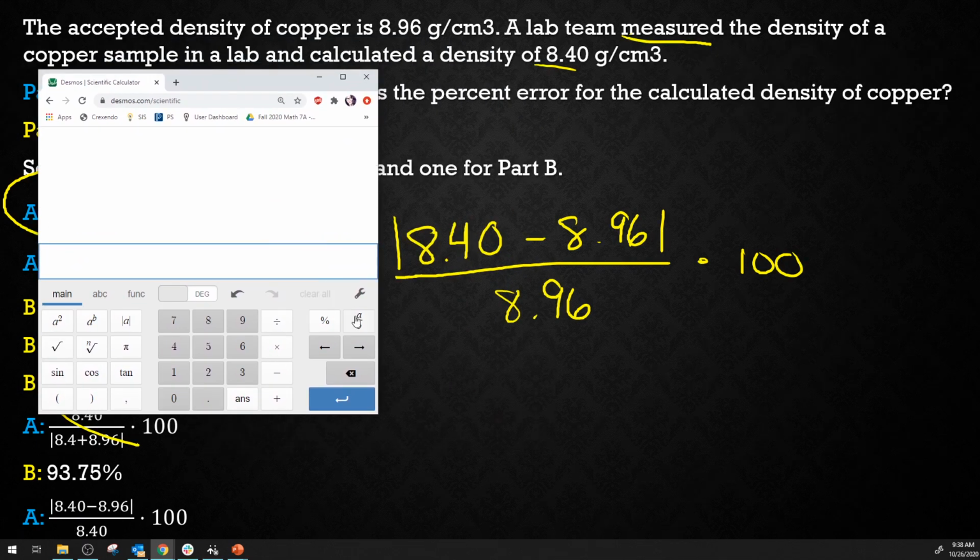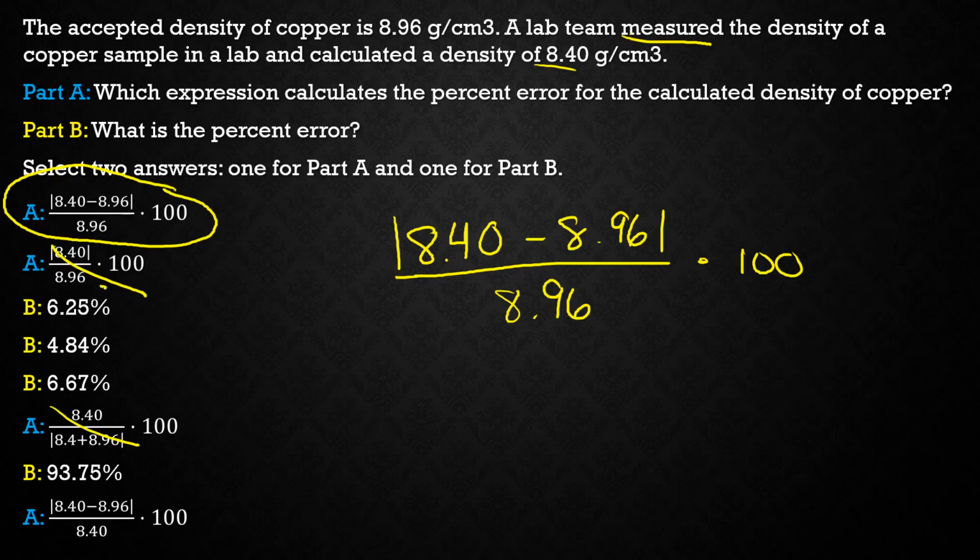Alright, so next thing we're going to do is type this in. And I can insert those absolute value signs by hitting this button here, doing 8.4 minus 8.96. I'm going to divide that by 8.96. And I'm going to take this decimal here and multiply it by 100, which gives me 6.25. So that means the actual percent error for this problem is going to be 6.25.